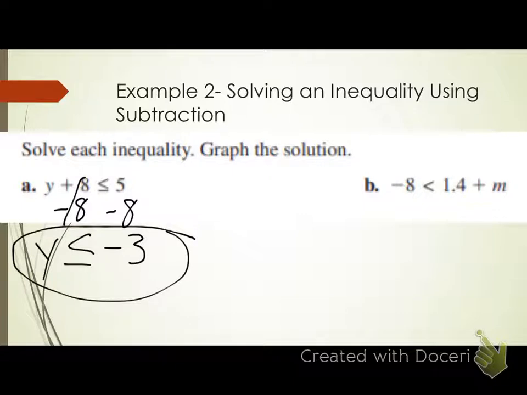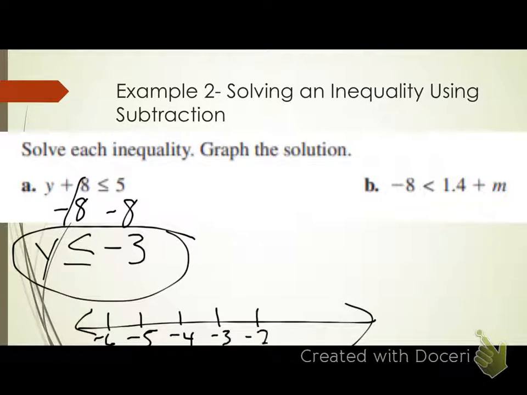Got to graph it. If it says to graph it, you do need to graph it. Open or closed dot on negative 3? Closed. Negative 3 is a part of my solution here.